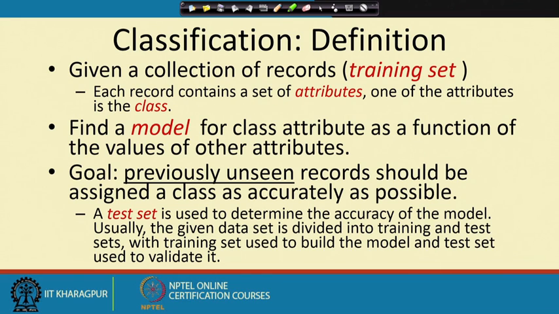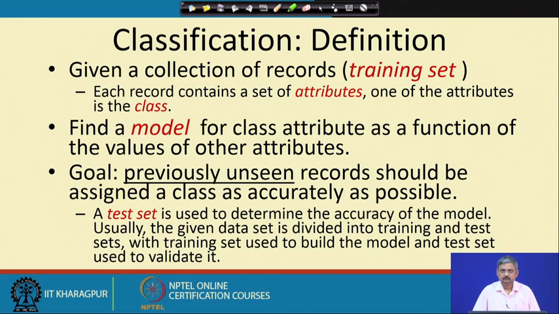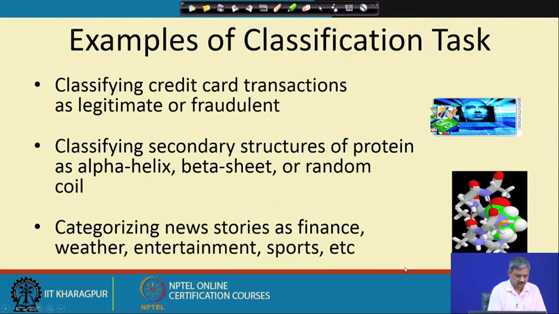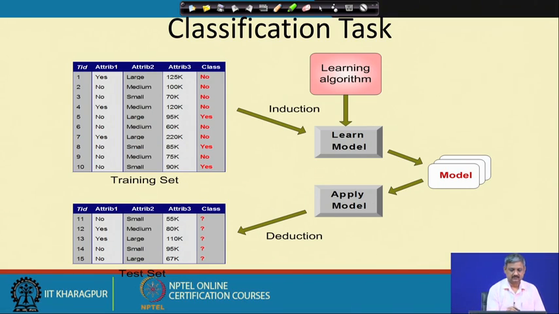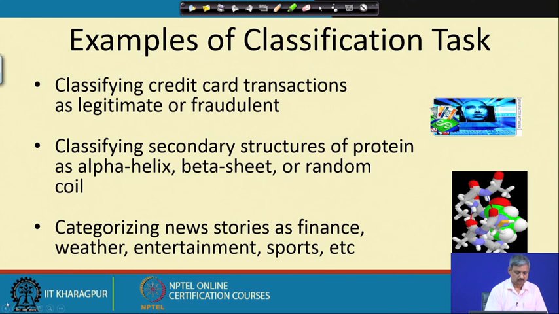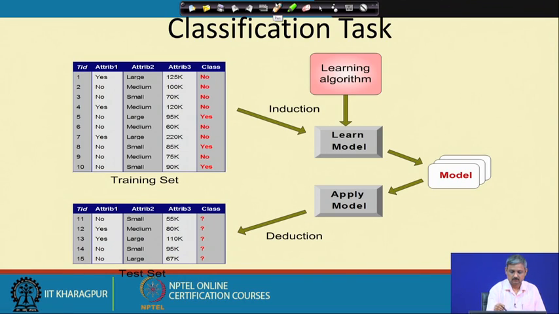The idea is the following. You are given a set of attributes and a set of problems belonging to a class. Let me explain it with an example. Suppose I have a table like this. I'll come back to the details of this. Just focus on the table. Look at this table.